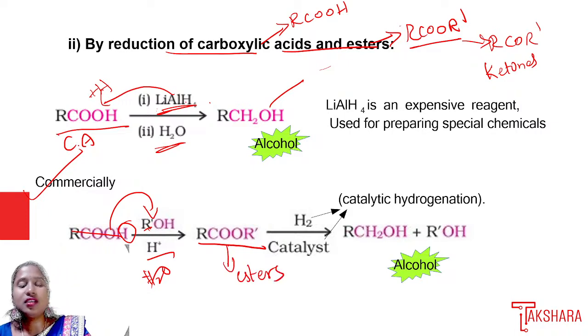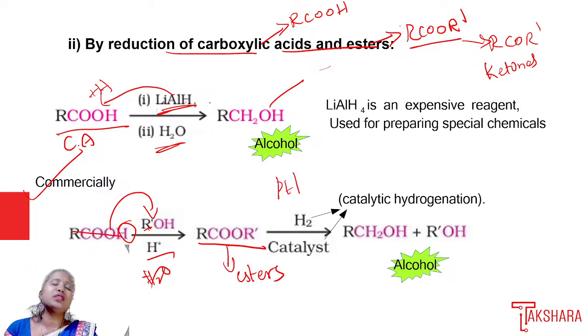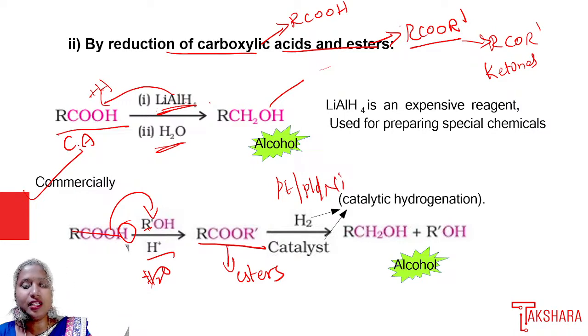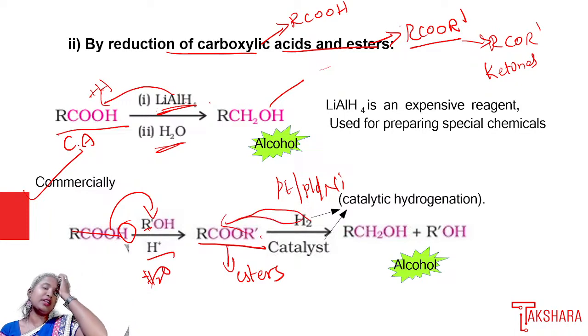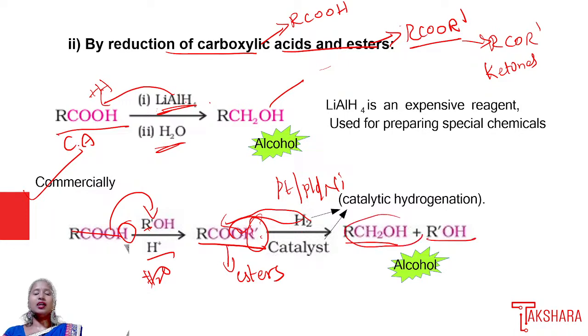When esters undergo hydrogenation, that is catalytic hydrogenation in the presence of platinum, palladium or nickel, addition of hydrogen takes place with the carbon atom and one oxygen atom. With one oxygen atom, this R dash is replaced, so that we get the products RCH2OH and R dash OH, where RCH2OH is called alcohol.